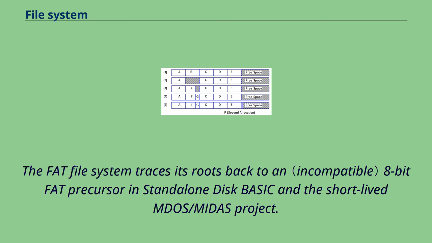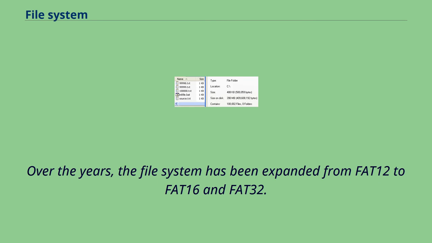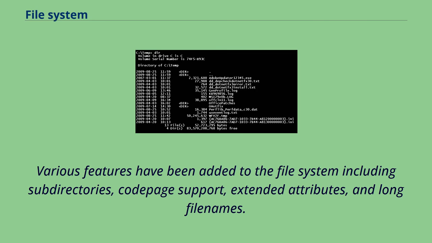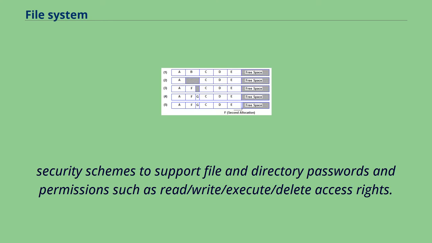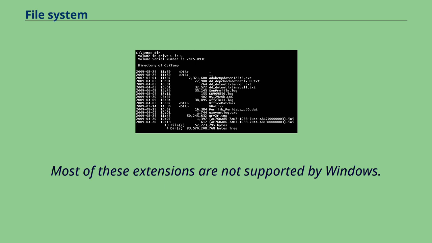The FAT file system traces its roots back to an 8-bit FAT precursor in Standalone Disk BASIC and the short-lived NOS/MIDAS project. Over the years, the file system has been expanded from FAT12 to FAT16 and FAT32. Various features have been added to the file system, including subdirectories, code page support, extended attributes, and long file names. Third parties such as Digital Research have incorporated optional support for deletion tracking and volume/directory/file-based multi-user security schemes to support file and directory passwords and permissions such as read/write/execute/delete access rights. Most of these extensions are not supported by Windows.